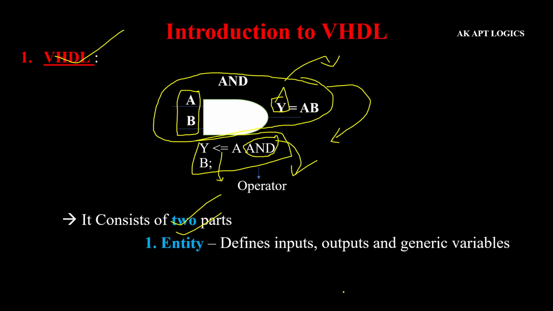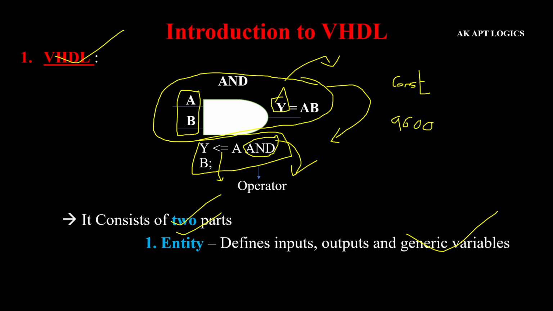Okay, and what is meant by generic variables? Generic variables are simply like constants. In some programs we need to use some constant values. For example, if you take the UART, in that we will use baud rates, right? Baud rate will be used as 9600, right? It is a constant value, right?